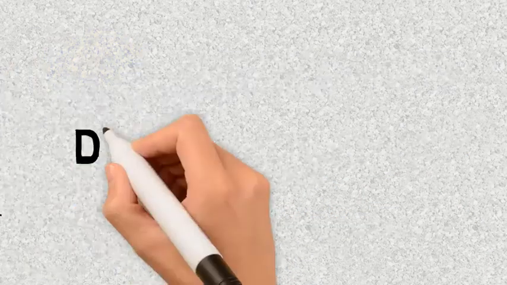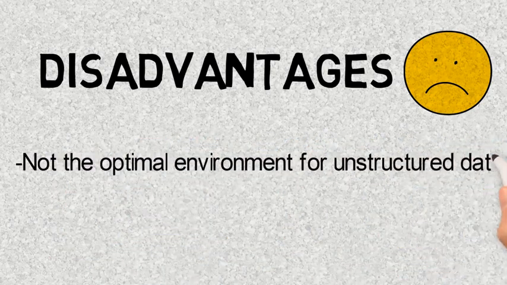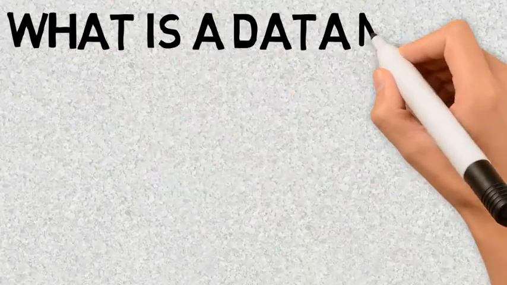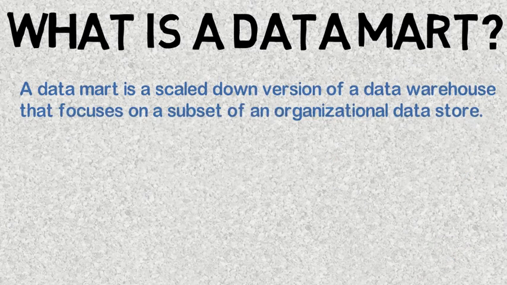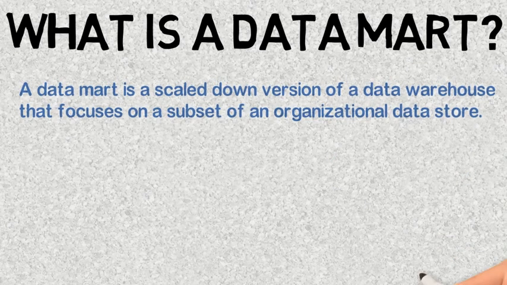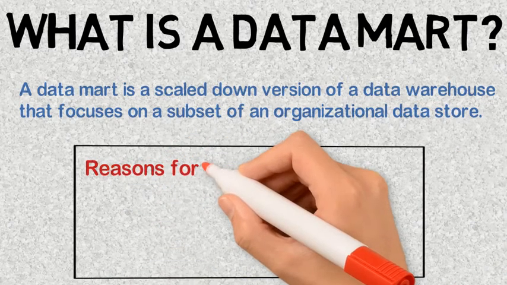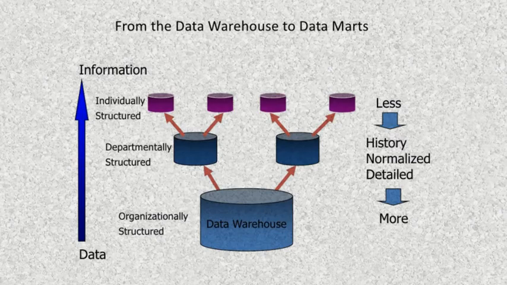Moving on to the disadvantages of a data warehouse. A data warehouse is not the optimal environment for unstructured data and has high maintenance costs. A data mart is a scaled down version of a data warehouse that focuses on just a subset of organizational data store. Here is a diagram explaining how data from a data warehouse is separated and put into data mart.